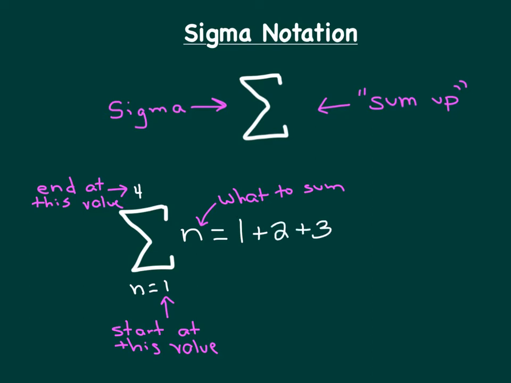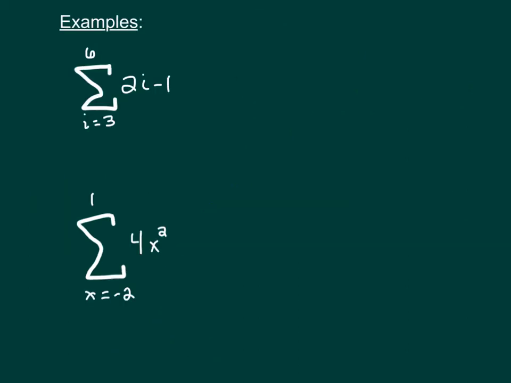And then what happens is this number on top of the sigma symbol tells us where to stop. So once we reach 4, we're going to stop. So you can just add these together. So 1 plus 2 plus 3 plus 4 is equal to 10. So that would be our answer. All right, so let's take a look at some more examples.